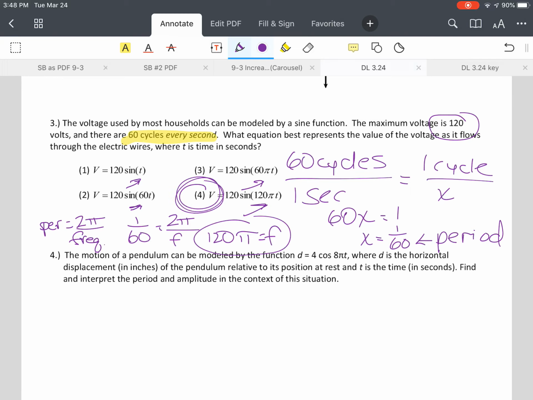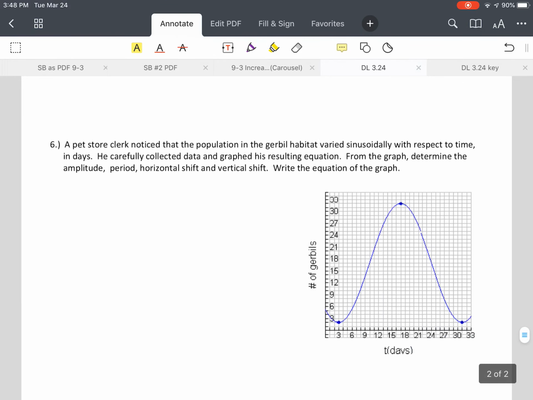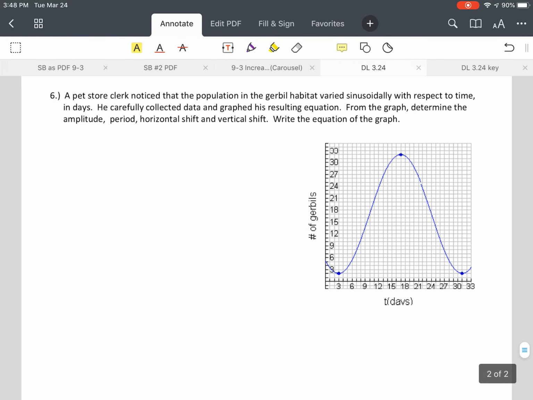Okay, let's go to number 6. A pet store clerk noticed that the population in the gerbil habitat varied sinusoidally with respect to time in days. He carefully collected data and graphed his resulting equation. From the graph, determine the amplitude, period, horizontal shift, and vertical shift. Write the equation of the graph.